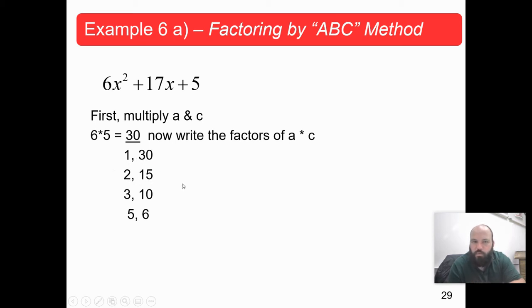2 and 15 would work. So you can see, since 2 plus 15 is 17, this is the pair of factors we are going to use. So let's recap again. Because this 6 is on the x squared, we have to do what is called the ABC method. The ABC method starts by multiplying the first term and the last term together, which gives me 30, and then we write out all the factors of 30. We have now found the pair that adds up to the center term 17x.